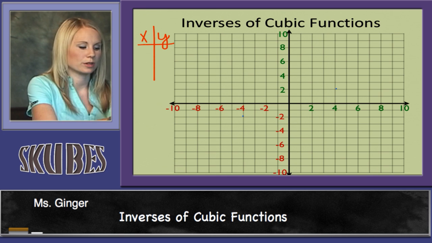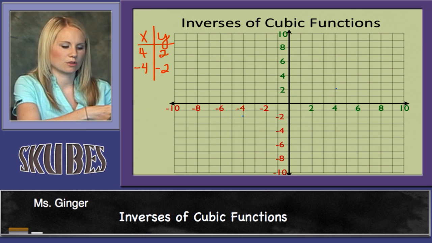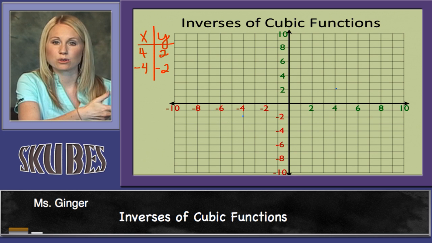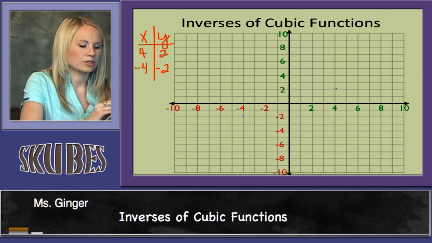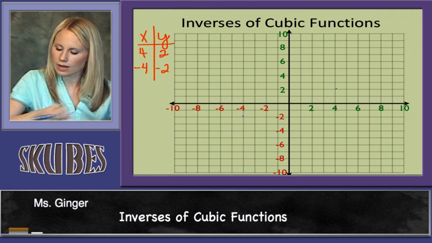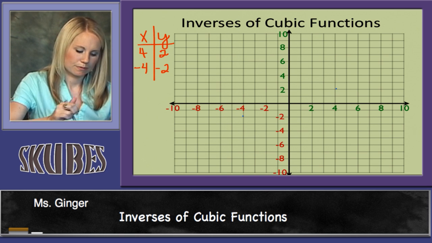If you do that, you're going to get a couple of points. I've found a couple of points for us here. This graph's going to go through the point 4, 2, and also -4, -2. And you can continue to test and get other points. You do want to test many values to get the most accurate picture that you can. Okay, so remember the cubic function picture looks sort of like a curvy shape.